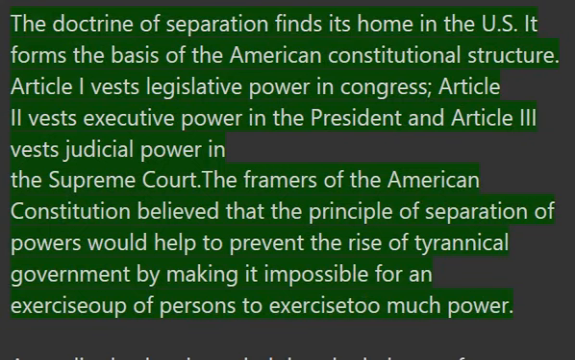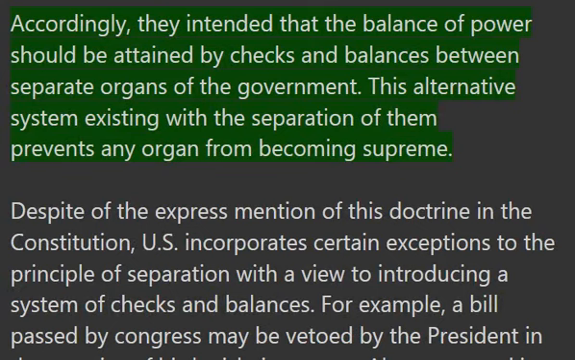Article I vests legislative power in Congress, Article II vests executive power in the President, and Article III vests judicial power in the Supreme Court. The framers of the American Constitution believed that the principle of separation of powers would help to prevent the rise of tyrannical government by making it impossible for one group of persons to exercise too much power. Accordingly, they intended that the balance of power should be attained by checks and balances between separate organs of the government. This system existing alongside the separation prevents any organ from becoming supreme.